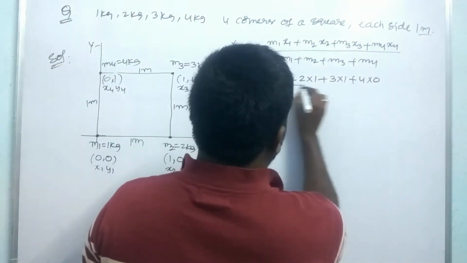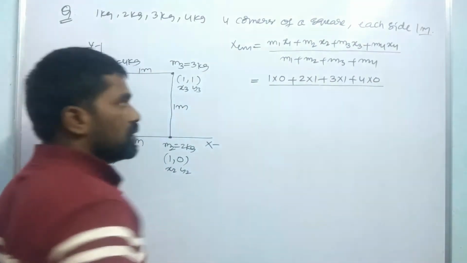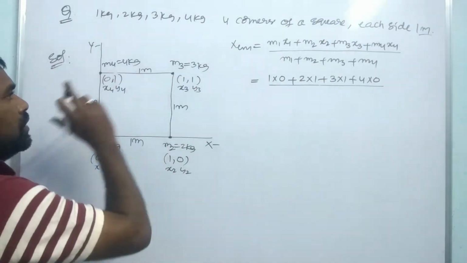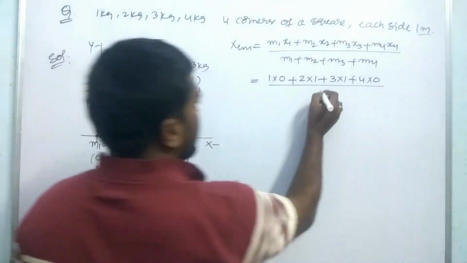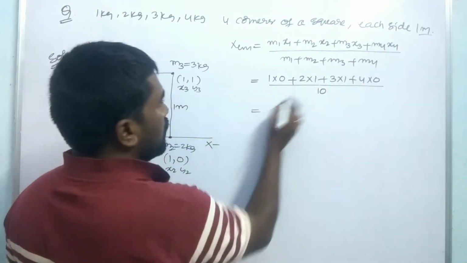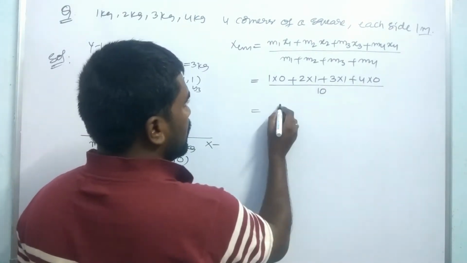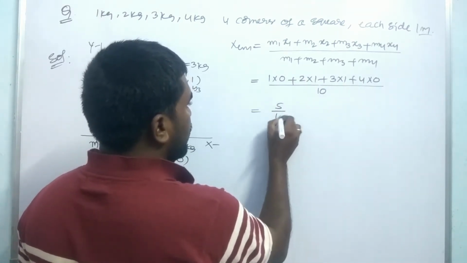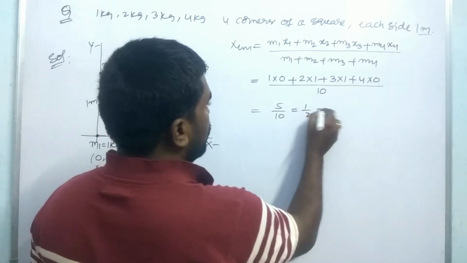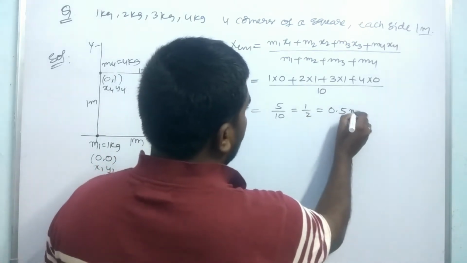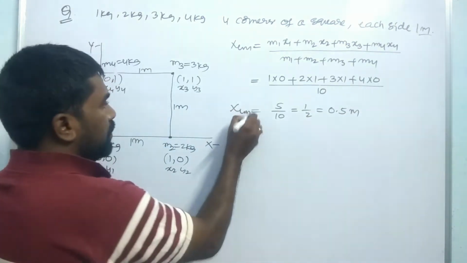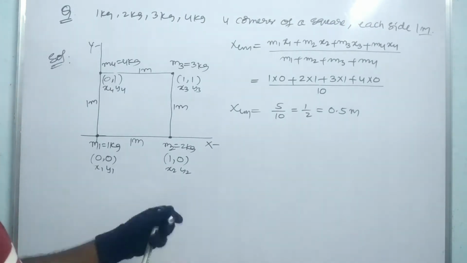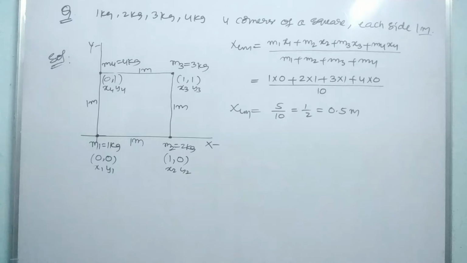Here m1 plus m2 plus m3 plus m4 is 1 plus 2 is 3, plus 3 is 6, plus 4 is 10 kg. So 2 into 1 is 2, plus 3, and the other terms are 0. So 2 plus 3 is 5 by 10, which is 1 by 2, equal to 0.5 meter. So this is the xcm. Clear? Now let us see ycm.